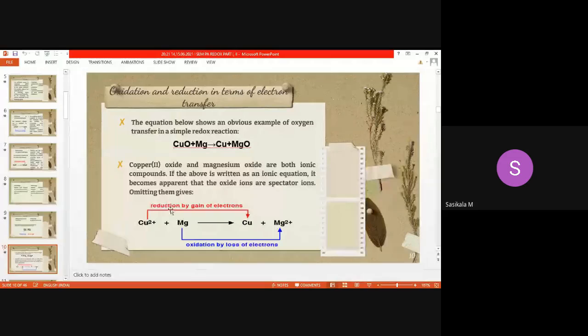Copper is accepting the electrons, gaining electrons to make magnesium the oxidized one. So copper is considered as the oxidizing agent. Magnesium is reducing copper, so it is considered as the reducing agent. Okay, it reduces another molecule and itself gets oxidized. And copper is oxidizing another molecule and itself is getting reduced. Likewise, the reaction takes place according to electron transfer.